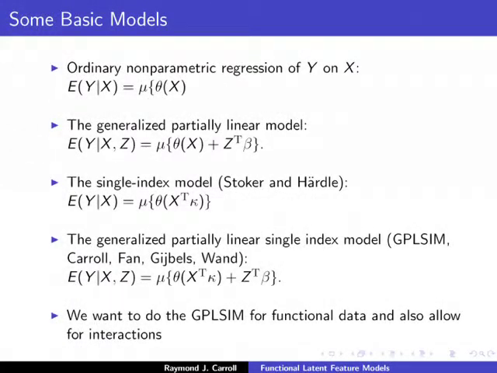All right, some of the basic models, of course, are ordinary nonparametric regression with a link function, which is at the start here. And then there's the generalized partially linear model, which is a partially linear model with a link function. There's the single index model, and the paper that I remember starting this was by Stoker and Härdle back in the 80s. And this is partly why I'm giving this talk, is I get to quote a couple of Härdle's papers. And then finally, Jianqing Fan and Irina Gijbels and Matt Wand and I wrote a paper called the Generalized Partially Linear Single Index Model. And so that combines the two previous models.